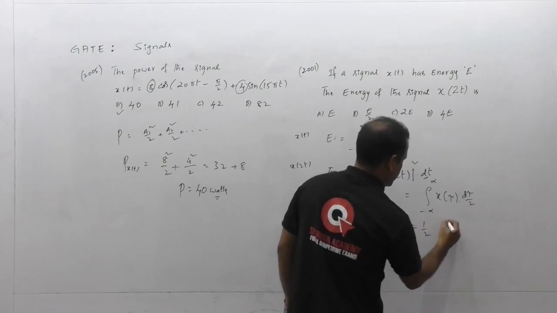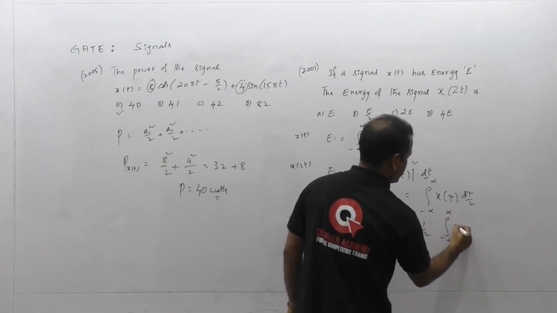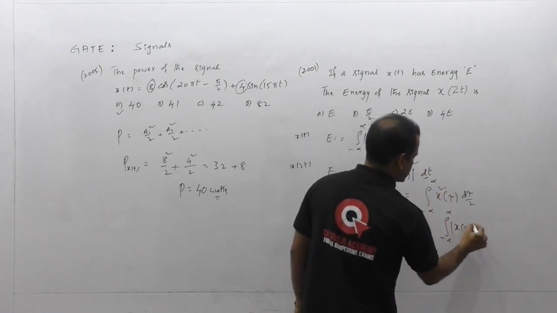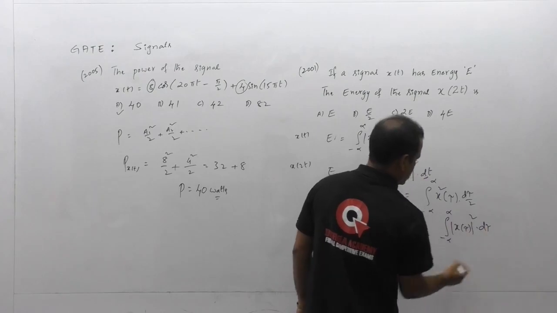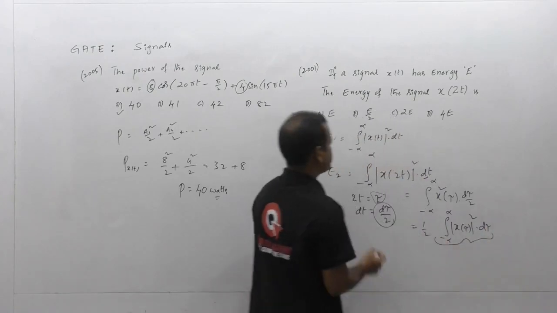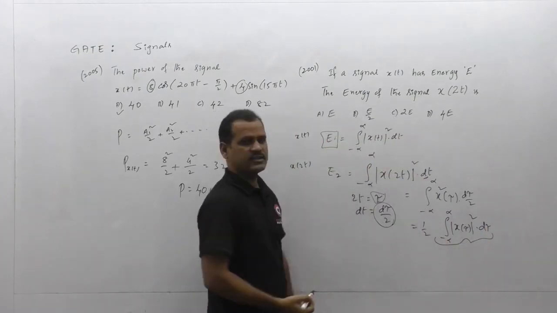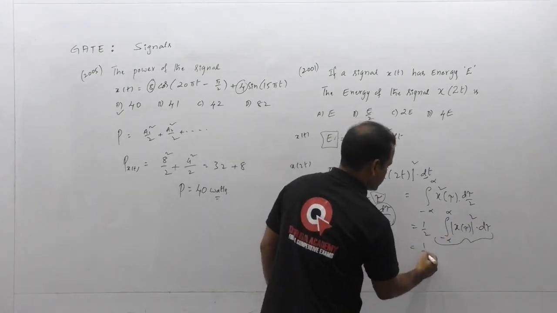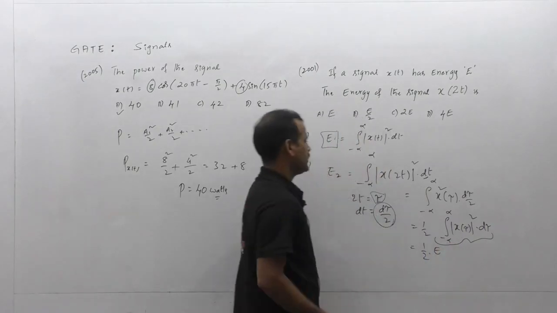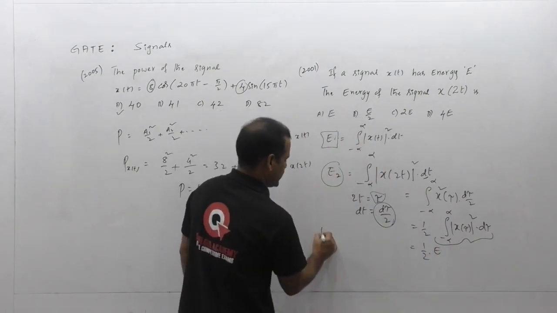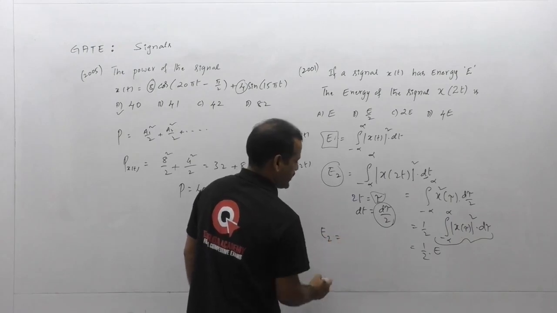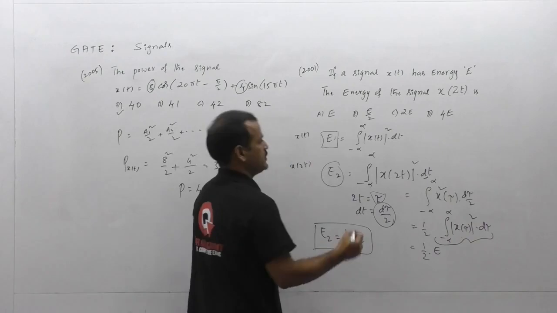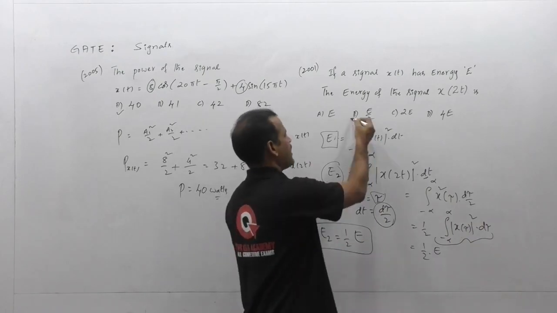So that it is 1 by 2 integral from minus infinity to plus infinity, where the square is there, so x of tau whole squared d tau. This expression is nothing but the given signal x of t energy E. Both quantities are the same, so this is 1 by 2 E. So the x of 2t signal energy E2 should be equal to 1 by 2 E. So the right option for this question is option B.